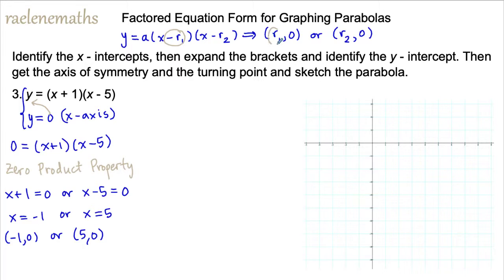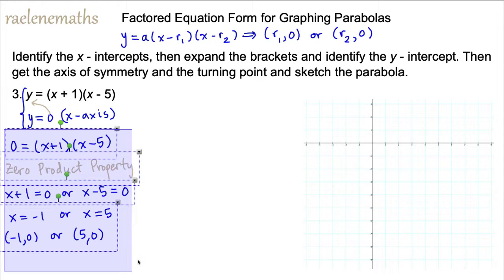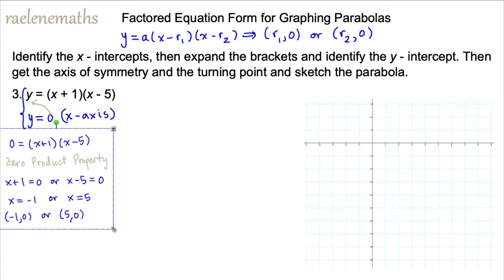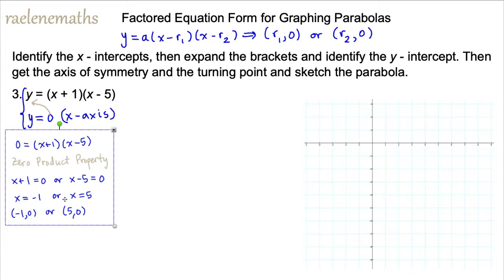This explains why from the factored form we have a negative r1 in the brackets but a positive r1 for the root, and similarly for the negative r2 turning to positive r2. So we go from the factored form to plotting the x-intercepts at -1 and 5 along the x-axis.